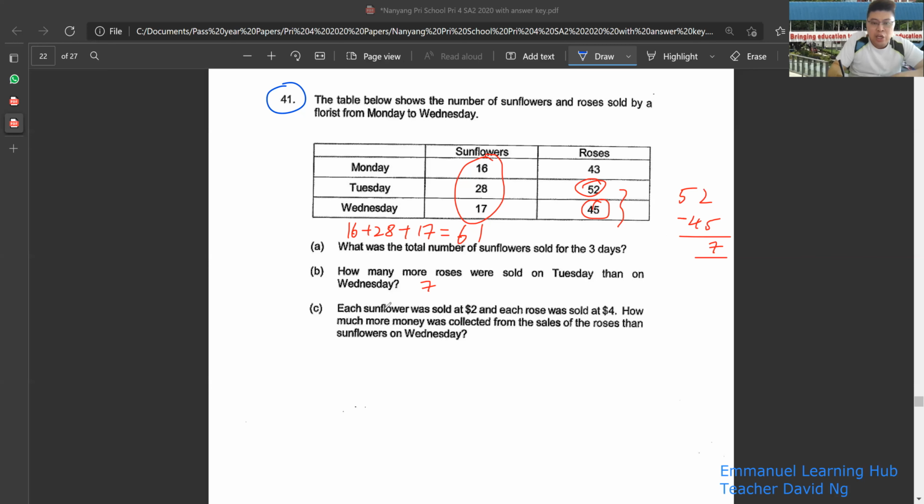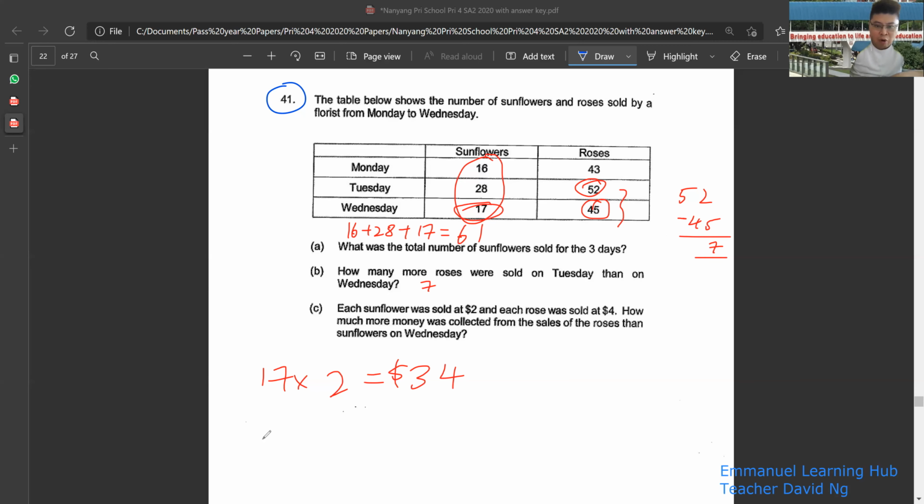Look at roses. Each sunflower was sold at $2. Each rose was sold at $4. How much more money was collected from sales of roses than sunflowers on Wednesday? So sunflowers, 17 times $2. You know why times $2, right? Okay, 17 times 2 is 34. $34. This is the amount collected for sunflowers.